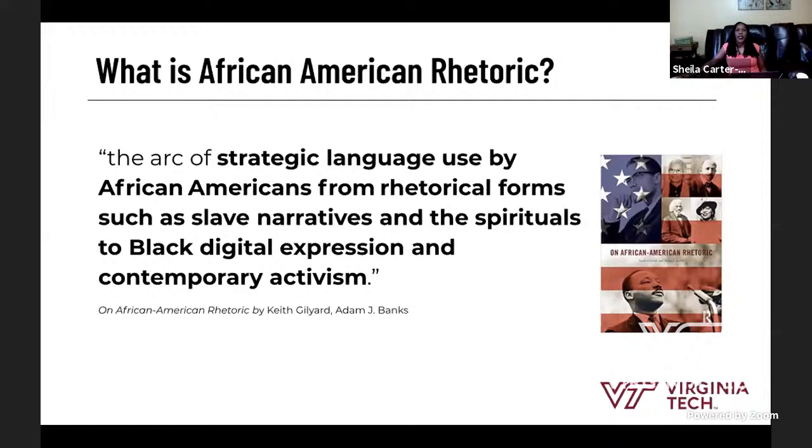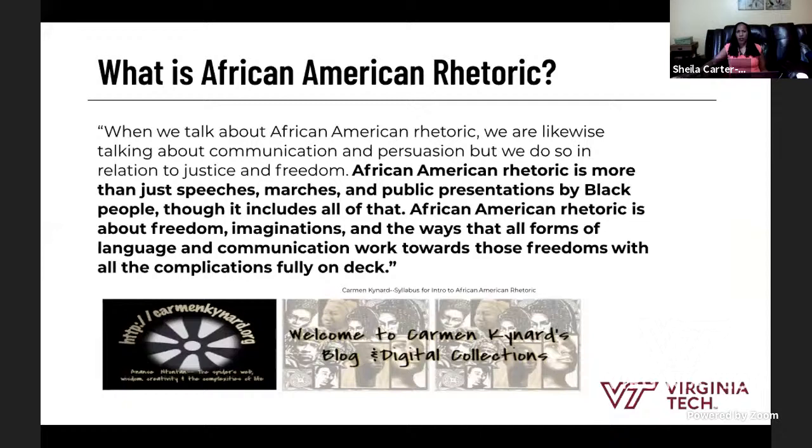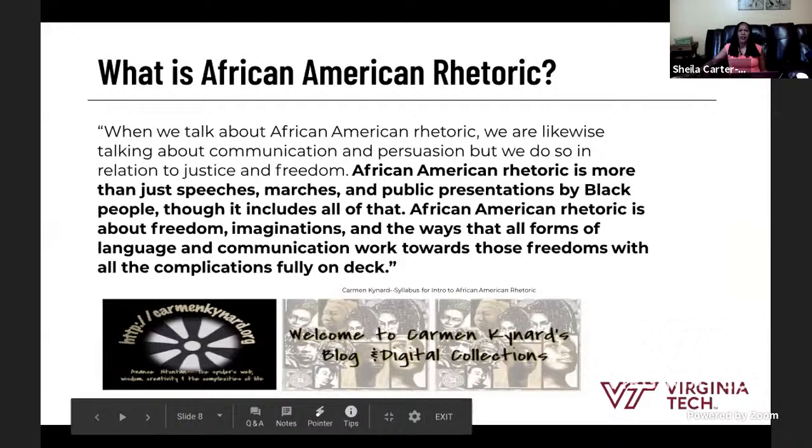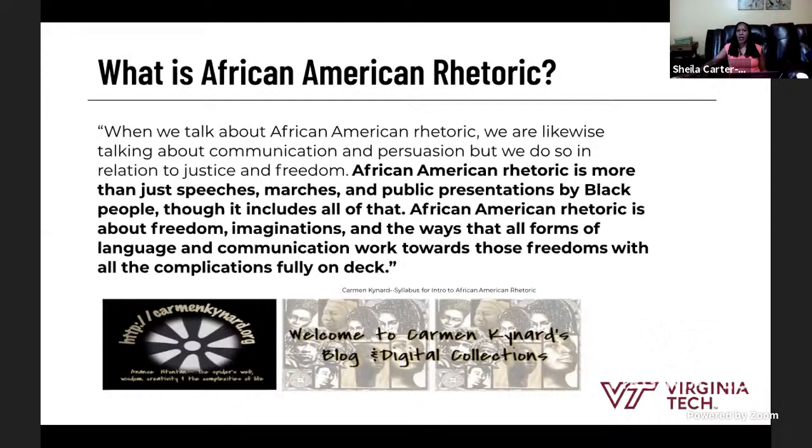In their 2018 book on African-American rhetoric, Keith Gilyard and Adam Banks define African-American rhetorics as the arc of strategic language use by African-Americans, from rhetorical forms such as slave narratives and the spirituals to Black digital expression and contemporary activism. In her syllabus for an intro to African-American rhetorics course and on her website, Carmen Kynard builds on this definition by stating that African-American rhetoric is more than just speeches, marches, and public presentations by Black people, though it does include that. African-American rhetoric is about freedom, imagination, and the ways that all forms of language and communication work towards those freedoms with all the complications fully on deck.